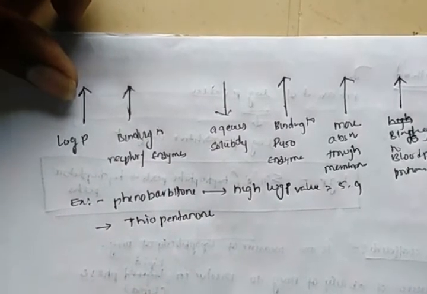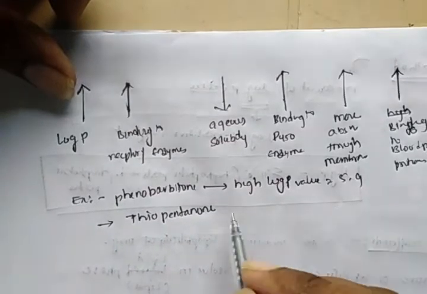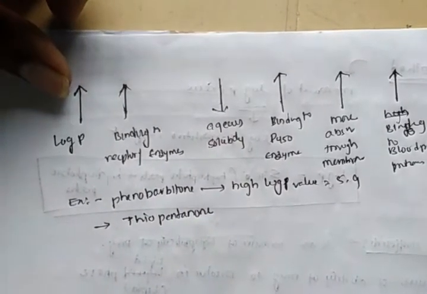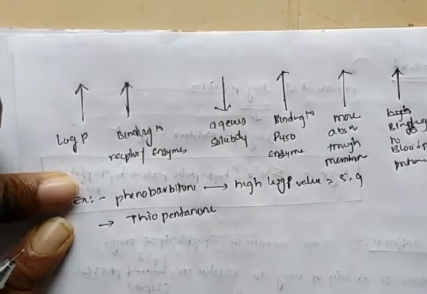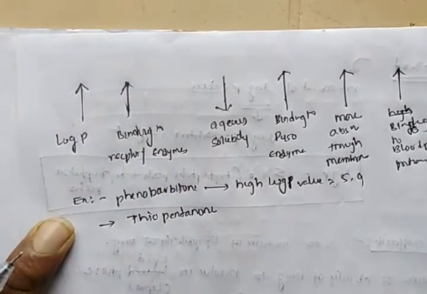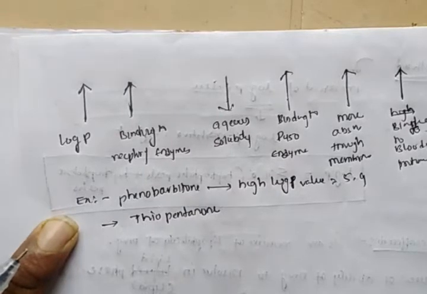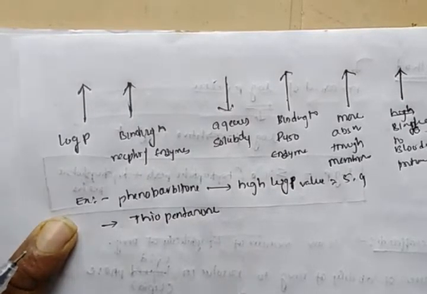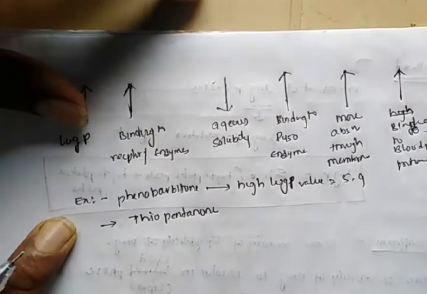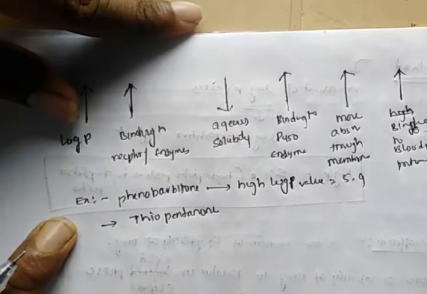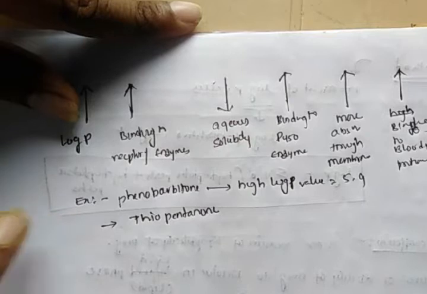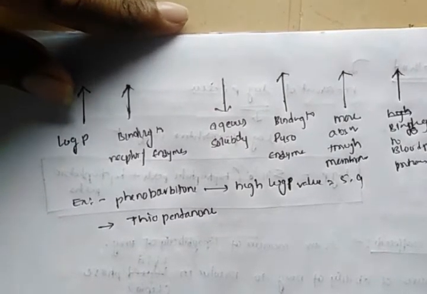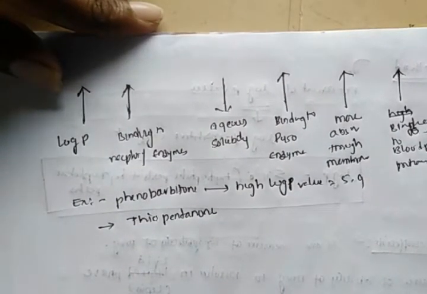Okay. So it is an ultra short acting barbiturate. This is highly lipid soluble. These two drugs are highly lipid soluble because they have high log P values. This is thiopentone, an ultra short acting barbiturate. Phenobarbital is also a barbiturate. These are examples of drugs having high log P values.